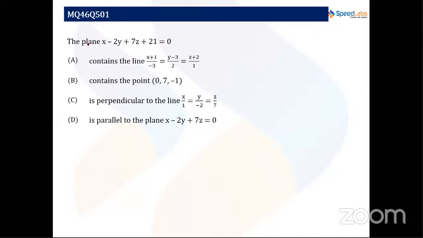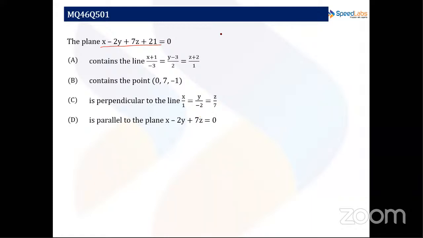Our first question is, we are given the equation of a plane x minus 2y plus 7z plus 21 equals 0. And it is asked, first question is, it contains this line, contains this point, it is perpendicular to this line and it is parallel to the given plane.